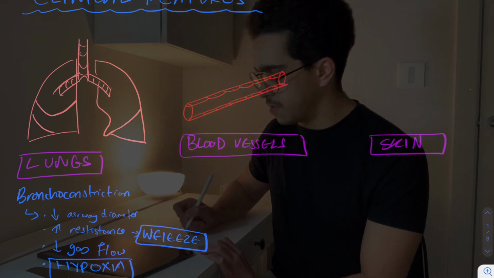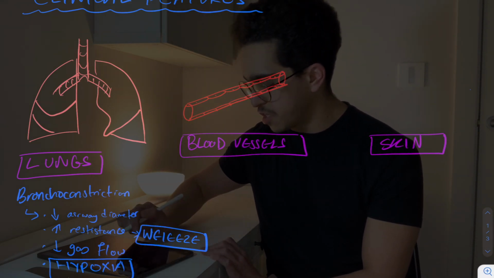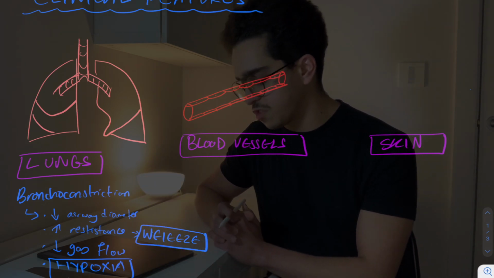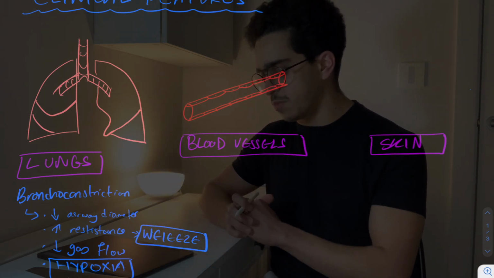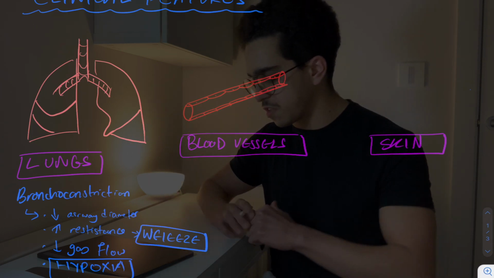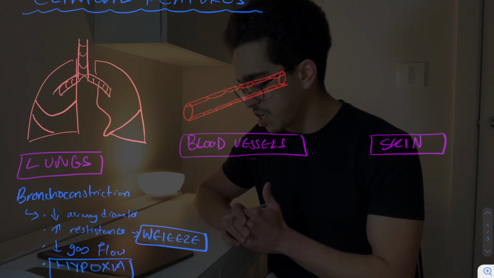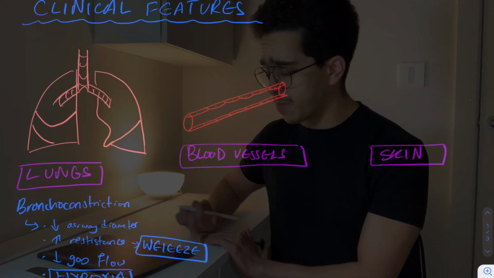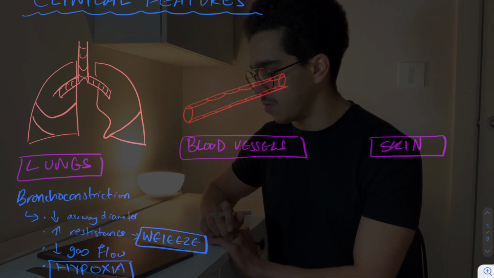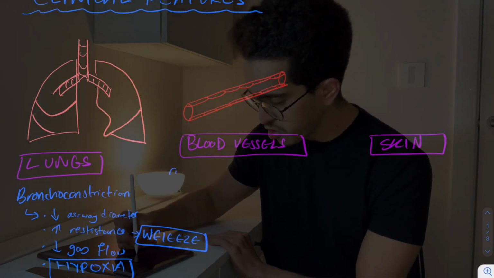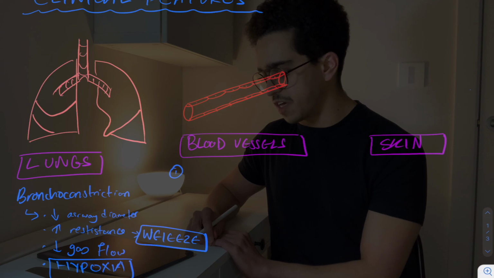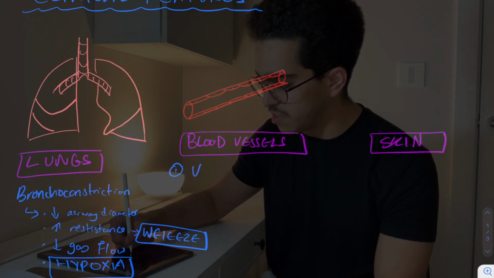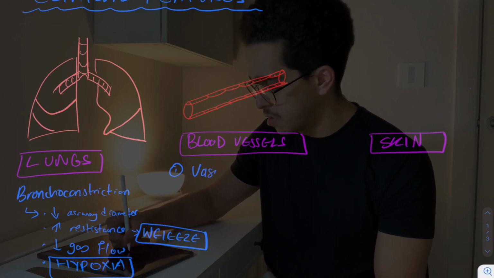So just to summarize, histamine is going to go to the airways. It's going to cause bronchoconstriction. The smooth muscles are going to contract, decreasing the airway diameter, increasing the resistance, and decreasing the gas flow. Less gas exchange is going to take place, leading to hypoxia. Okay, this is what happens in the lungs. So what happens now in the blood vessels? Two main things. The first thing that happens is that histamine is going to cause vasodilation of the blood vessels.